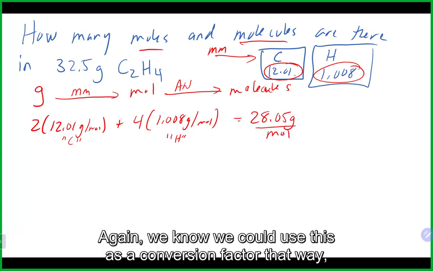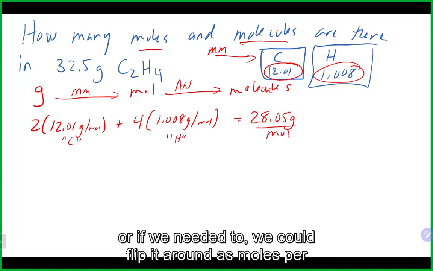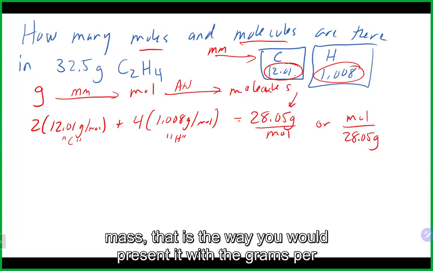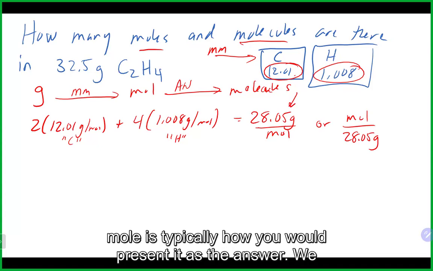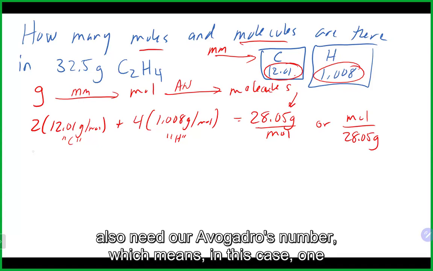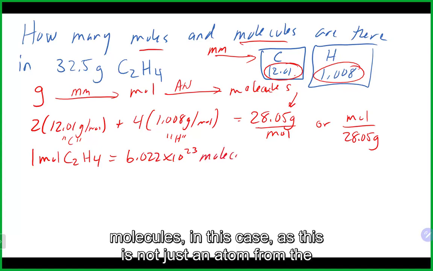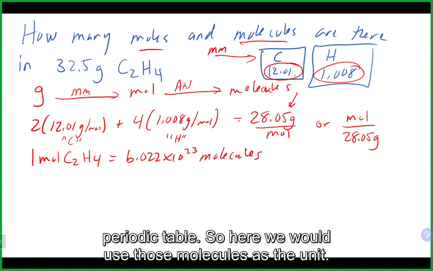Again, we know we could use this as a conversion factor that way, or if we needed to, we could flip it around as moles per 28.05 grams. By the way, if you were asked what is the molar mass, that is the way you would present it, with grams per mole typically as the answer. We also need our Avogadro's number, which means in this case, 1 mole of C2H4 would give us our Avogadro's worth of molecules, as this is not just an atom from the periodic table. So here we would use those molecules as the unit.